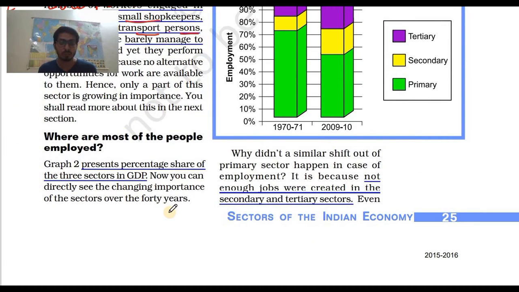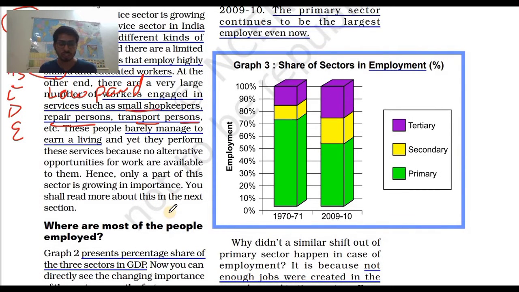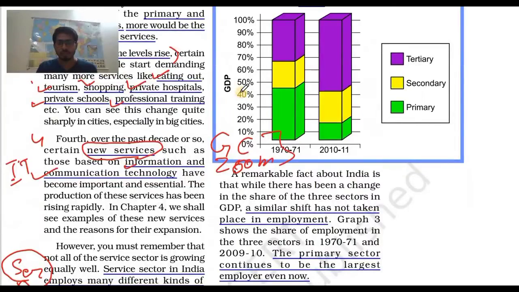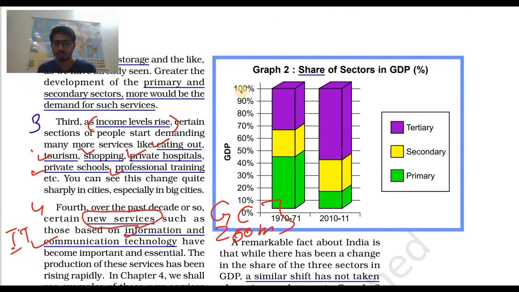So where are most people employed? Of course the question is, we know about the primary sector, secondary sector and tertiary sector. So now we will see where more people are getting jobs or employed. Okay, so this we have to see. Before this, let's see graph 2. Graph 2, share of the sectors in GDP. Who is contributing more in GDP? Before this, I will just erase this part.